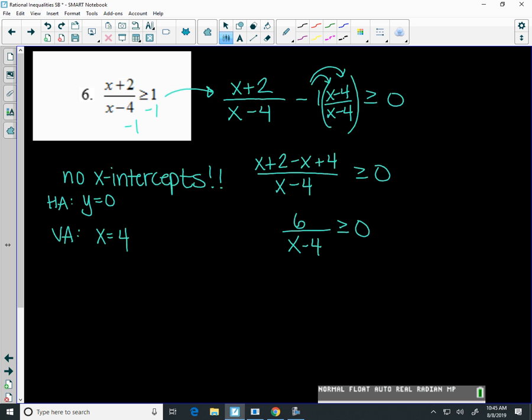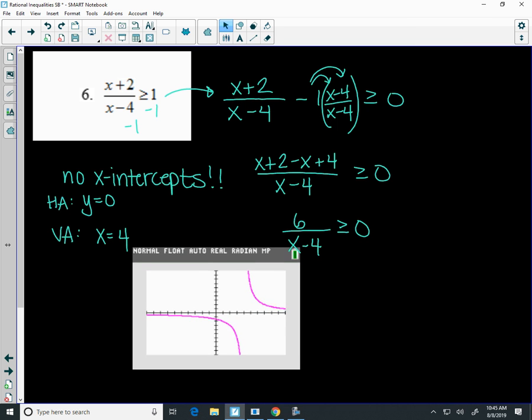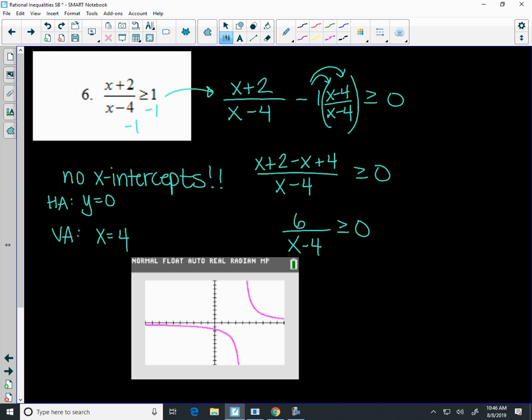So if you need to pause and pull that up in your calculator, go ahead. All right, so this is what it looks like in my calculator. Just verifying that beautiful vertical asymptote at positive 4. So here we were solving for where we're greater than or equal to 0. So where is our graph above the x-axis? And since this has that horizontal asymptote at y equals 0, it's a pretty straightforward one. We're going to be above 4, above x equals 4 when our graph is above 0.